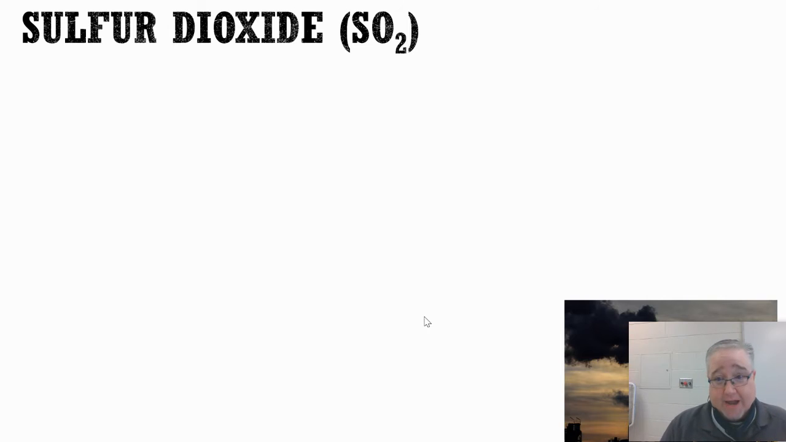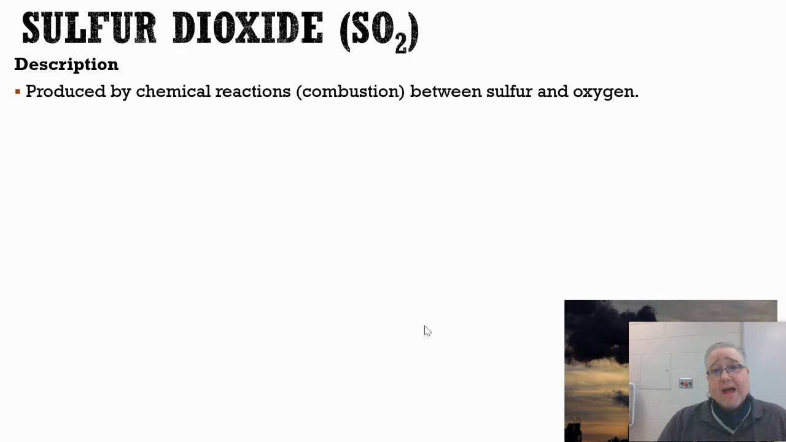So let's start off with sulfur dioxide. Sulfur dioxide is chemically known as SO2. It's produced anytime there's a chemical reaction that involves the burning of sulfur. Anytime sulfur combusts, it's going to react with oxygen, and we get this reaction here: sulfur plus oxygen produces SO2. So anything that has sulfur in it, if we burn it, is going to produce that SO2.